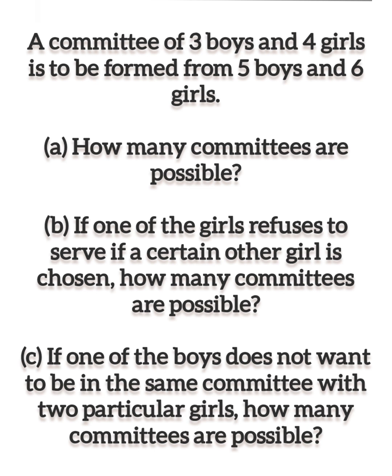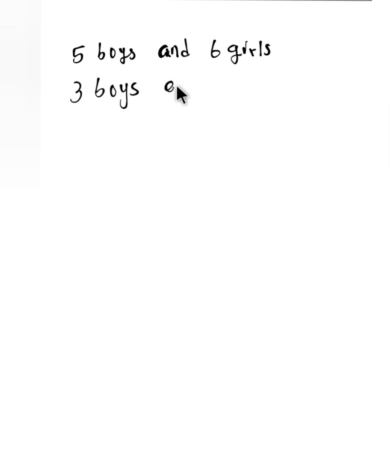committees are possible? From the question, there are 5 boys and 6 girls, and a committee of 3 boys and 4 girls is to be formed. Now, how many committees are possible? So, it's obvious that in the place of boys, the number of persons given is 5 because there are 5 boys and we require only 3 from the 5 boys. And in place of girls, the number of persons given is 6 and we require 4.